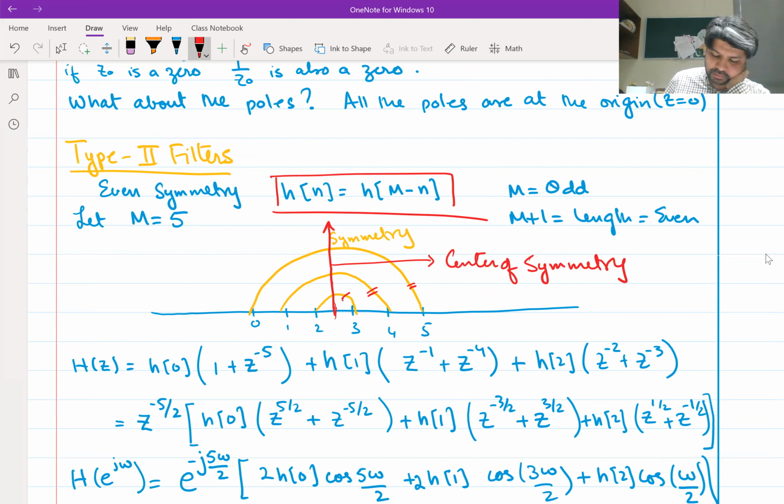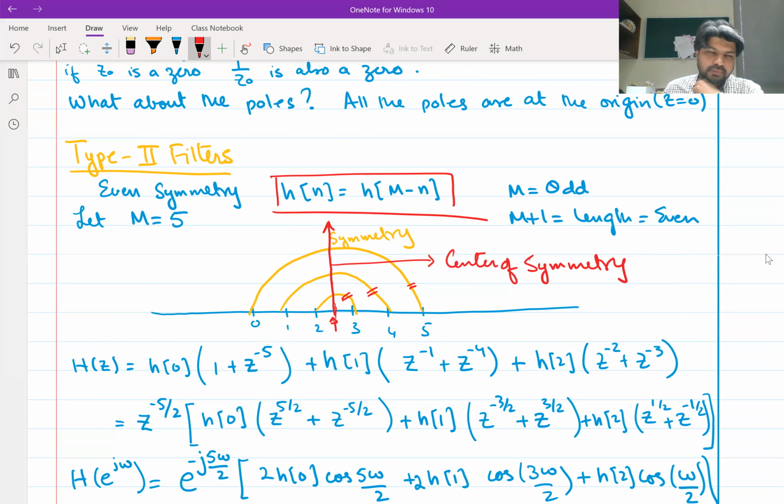But ये symmetry, line of symmetry किधर आ गई? So your line of symmetry is at 2.5. So your line of symmetry is at m by 2, ठीक है, which is a non-integer. ठीक है, so this is your type 2 filter. It is still linear phase. ठीक है. So now let's do the same procedure.